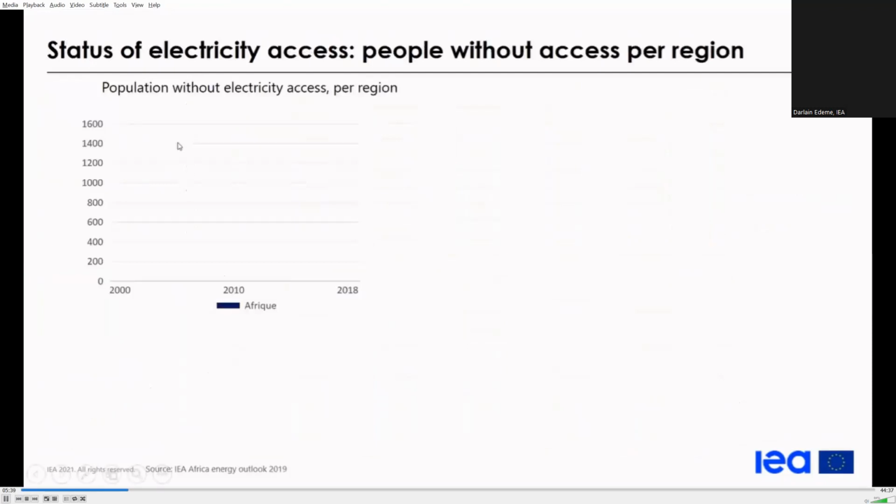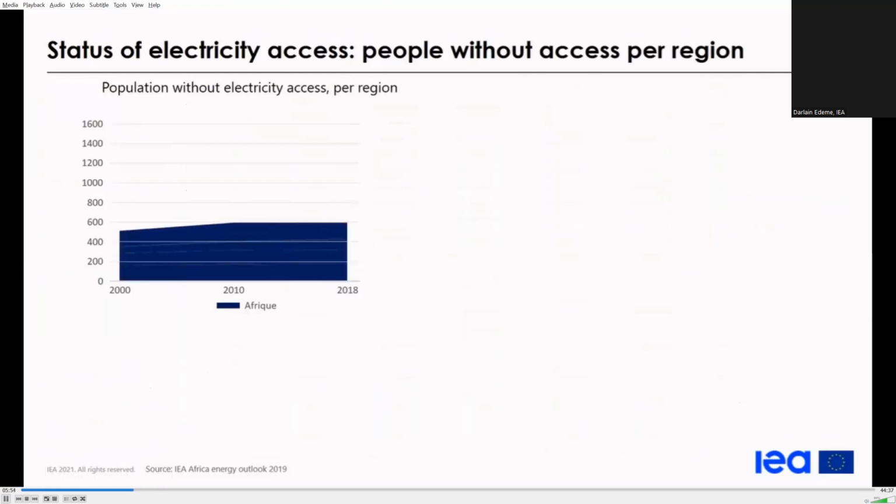Now let's have a look at the status of electricity access and the number of people deprived of electricity per region. So we'll start looking at the evolution over the past 2 decades. This blue space is the number of people in Africa without access to electricity, and you will see that it has increased until the year 2010 and then remained stable at around 600 million people.